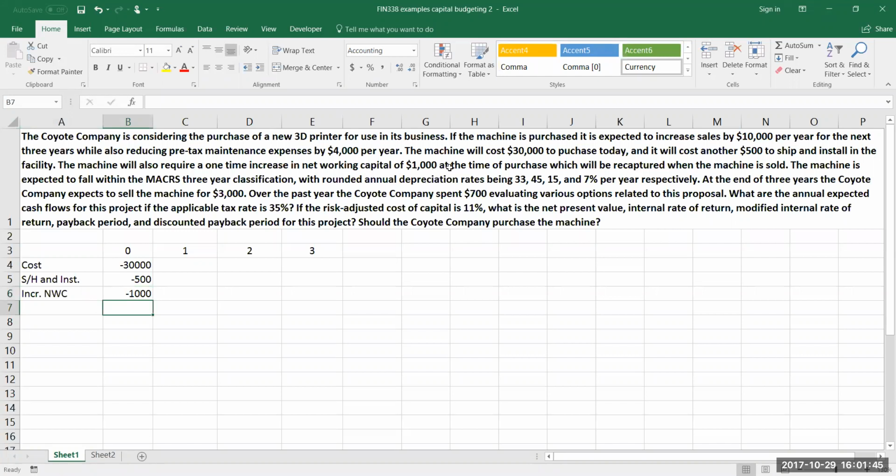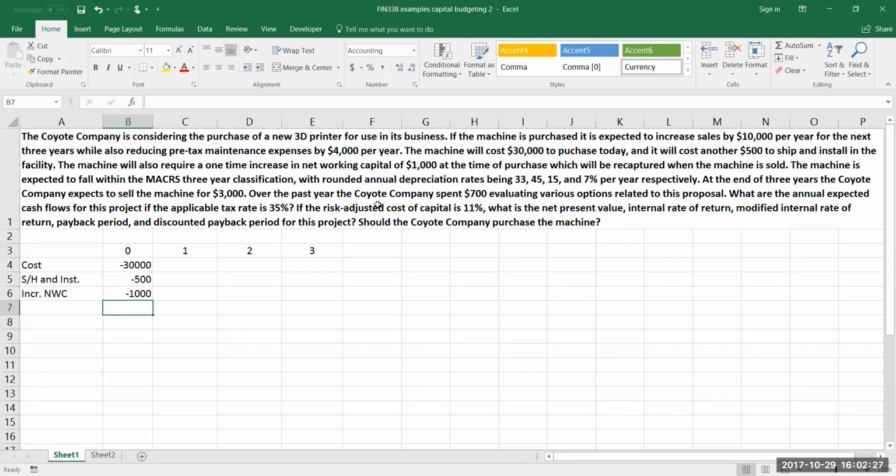Now that might lead us to review the rest of this information. It's expected to increase sales by $10,000 per year, and it reduces pre-tax maintenance expenses by $4,000. We've already accounted for the $30,000 today, and the $500 to ship, handle, and install it. And then it's going to require this one-time increase in net working capital today. And we have depreciation information. Then the Coyote Company is going to sell the machine after 3 years. And then it has this interesting little sentence here about how, over the past year, the Coyote Company spent $700 evaluating various options related to this proposal. So in that case, we have to think about this and determine what to do with that $700.